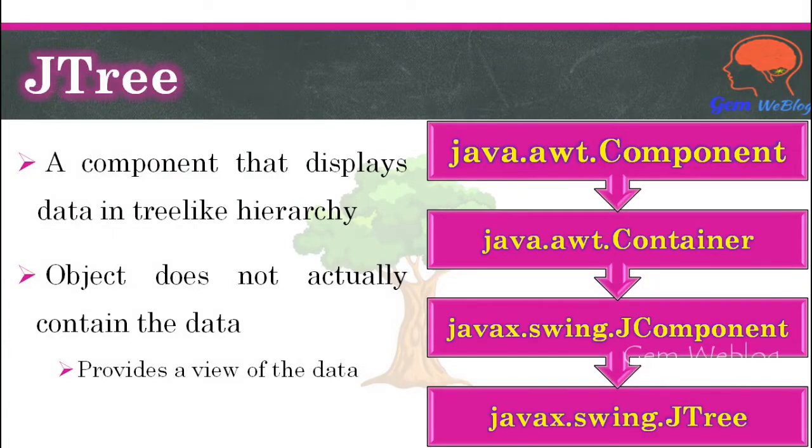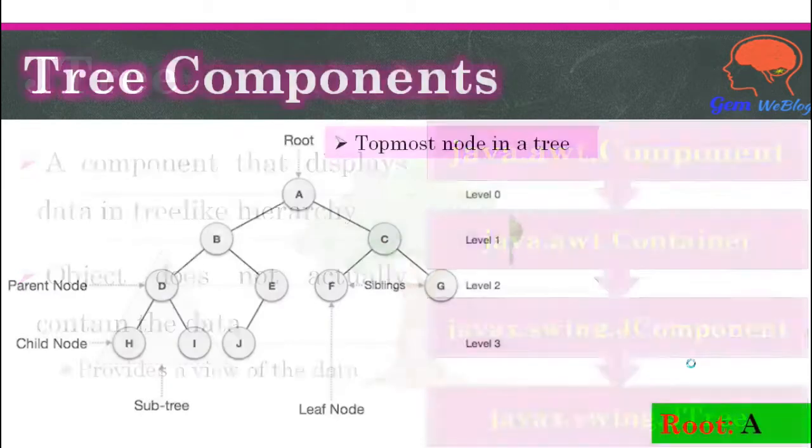In this video, we are going to discuss how to create a tree using the JTree class. And what is meant by JTree? It is a component that creates a tree which will display the data in a tree-like hierarchy. The object of the tree doesn't actually contain the data, it just provides the display view of the data. When you talk about the hierarchy, JTree has been derived from the JComponent package.